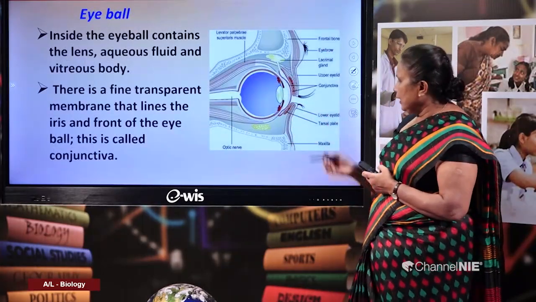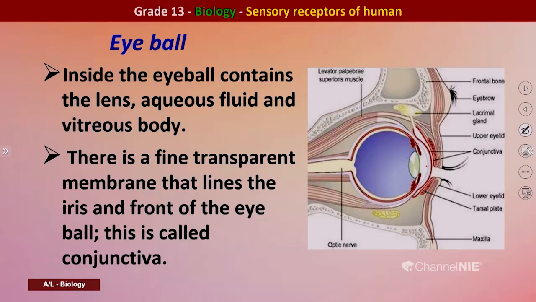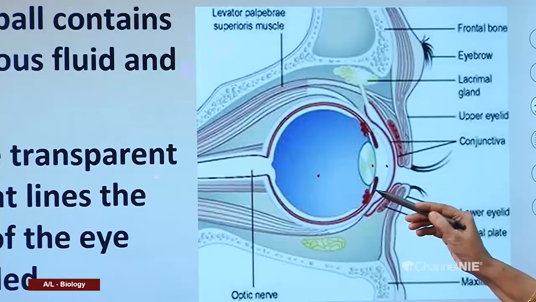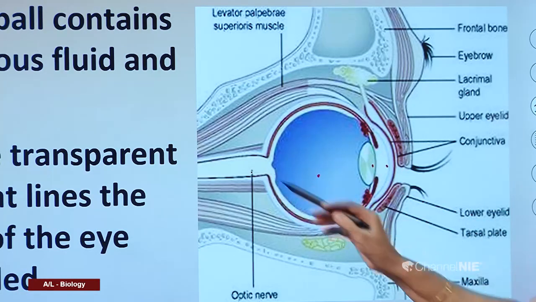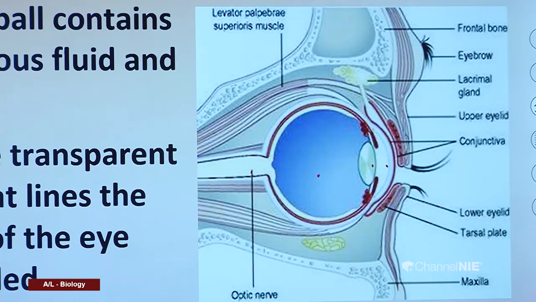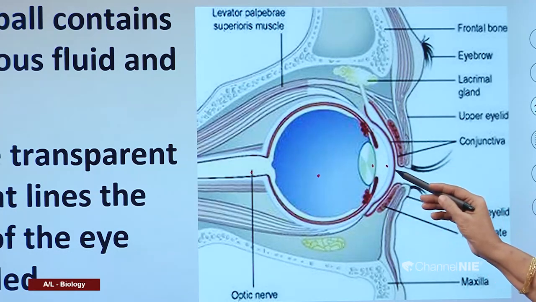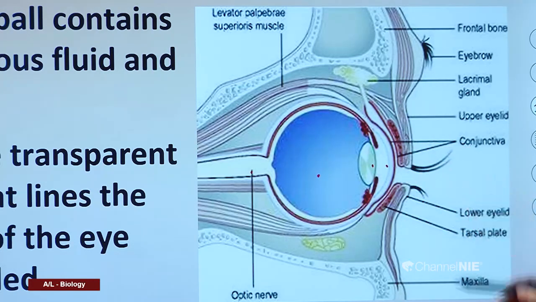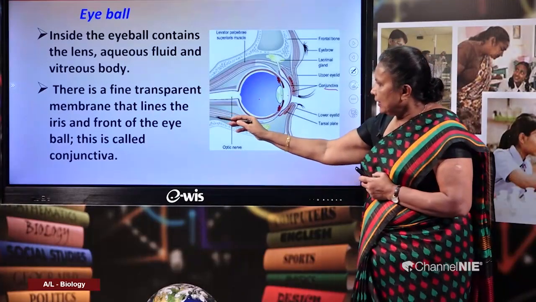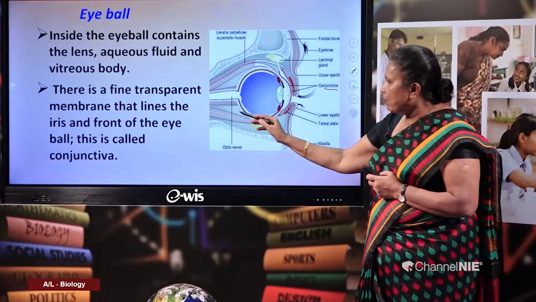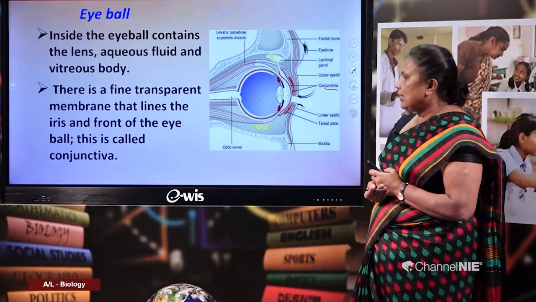So, here you can see aqueous humor and vitreous humor, the lens, the eyeball, and the optic nerve. In front of the eye, there is another membrane. This membrane is known as the conjunctiva. These are also important to protect the eye. It is a fine transparent membrane that lines the iris and the front of the eyeball.